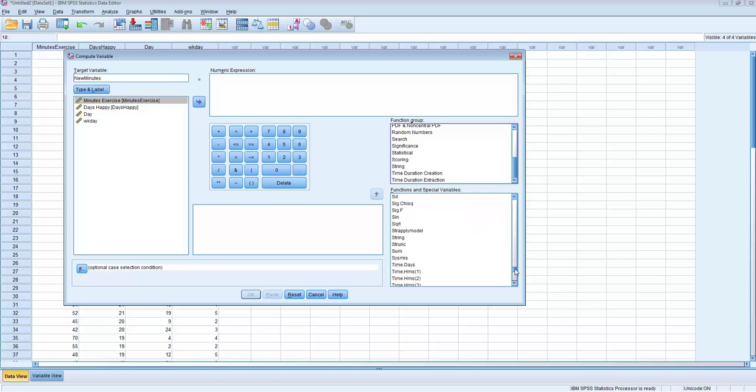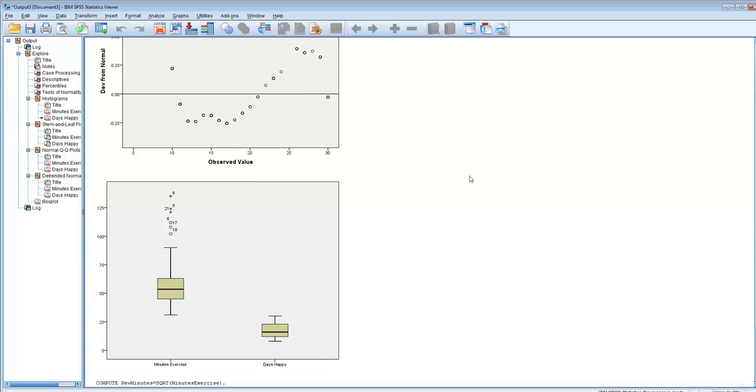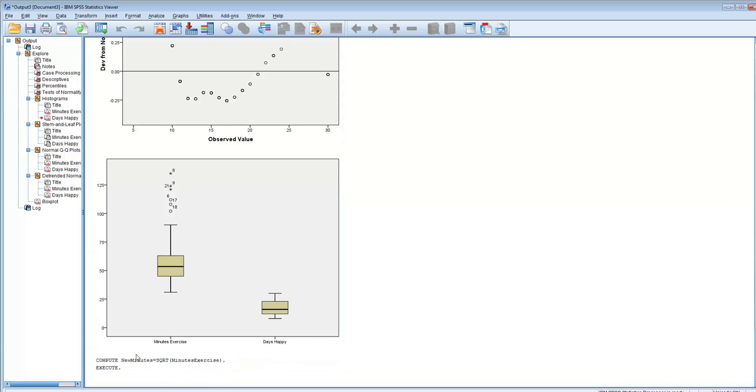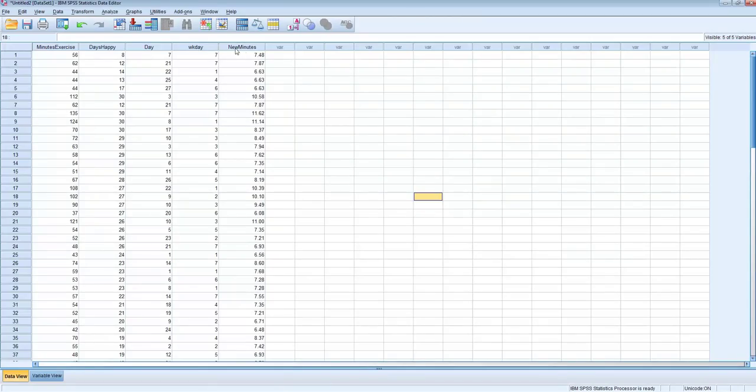One is going to be a square root transformation, and now I can insert minutes exercised and click simply on OK. And if I look at my output, don't be alarmed, all the output says is, hey, listen, you have computed a new variable, which is called new minutes, which is a square root transformation for minutes exercised, and you've executed that. If you look at your data output, you should have a new minutes variable.